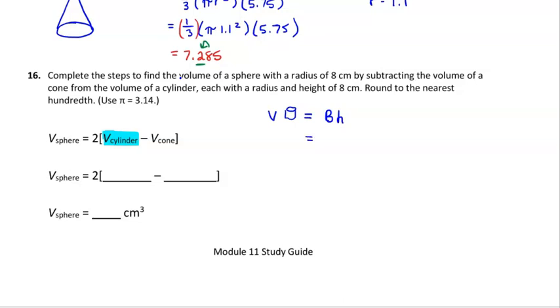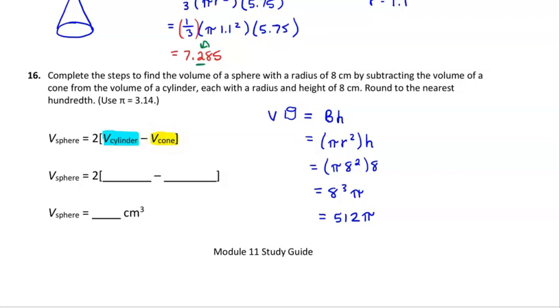And the base of a cylinder is going to be a circle. So it's going to be pi and then r squared times h. And it tells us that the radius is 8 and the height is also 8. So that's the same thing as 8 cubed pi. Okay. And 8 cubed is 512, and then I'm going to leave pi on there for now. And then we also need to find the volume of the cone.